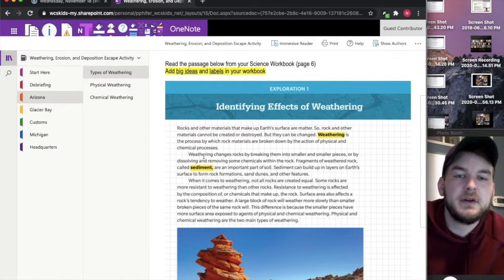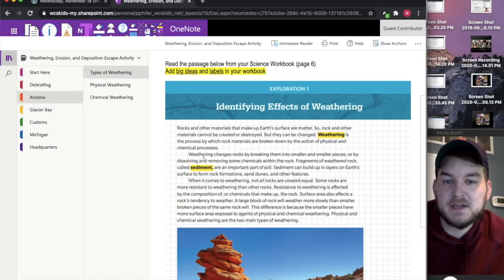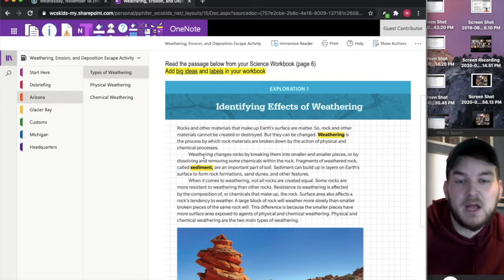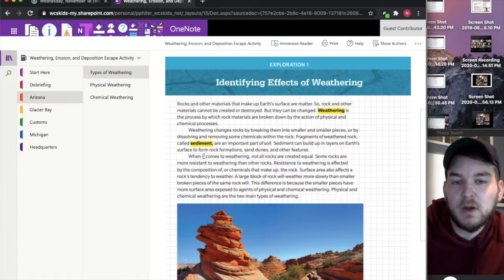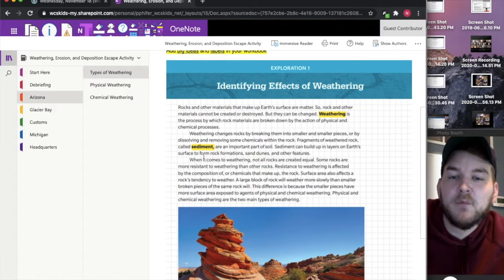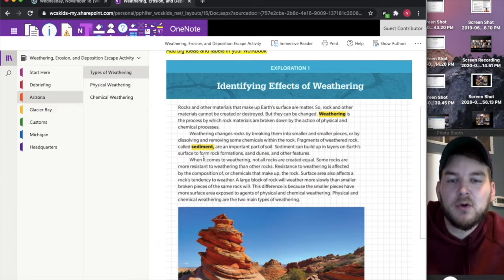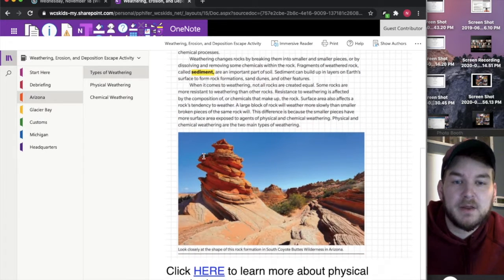When it comes to weathering, not all rocks are created equal. Some rocks are more resistant to weathering than other rocks. Resistance to weathering is affected by the composition of or chemicals that make up the rock. Surface area also affects a rock's tendency to weather. A large block of rock will weather more slowly than smaller broken pieces of the same rock will. This difference is because the smaller pieces have more surface area exposed to agents of physical and chemical weathering. Physical and chemical weathering are the two main types of weathering.